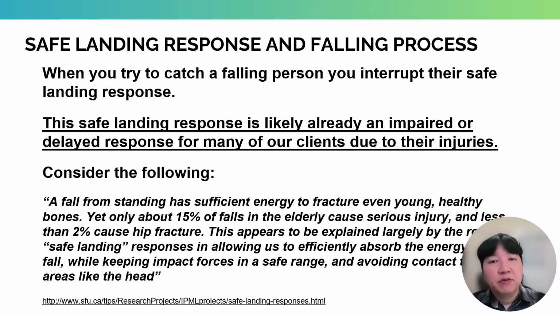The safe landing response is the body's natural response to protecting oneself during a fall, such as bending at the arms and knees, protecting one's head, and catching oneself with an outstretched arm. However, for our clients who have brain injuries, their safe landing response is already impaired or delayed. So when you try to catch a falling person, you actually interrupt their safe landing response, and this can further impair their protective actions during a fall and lead to serious injury.